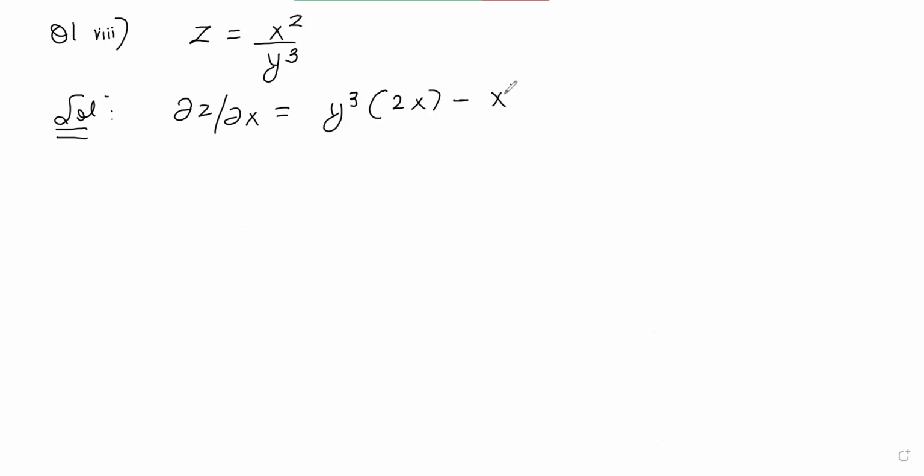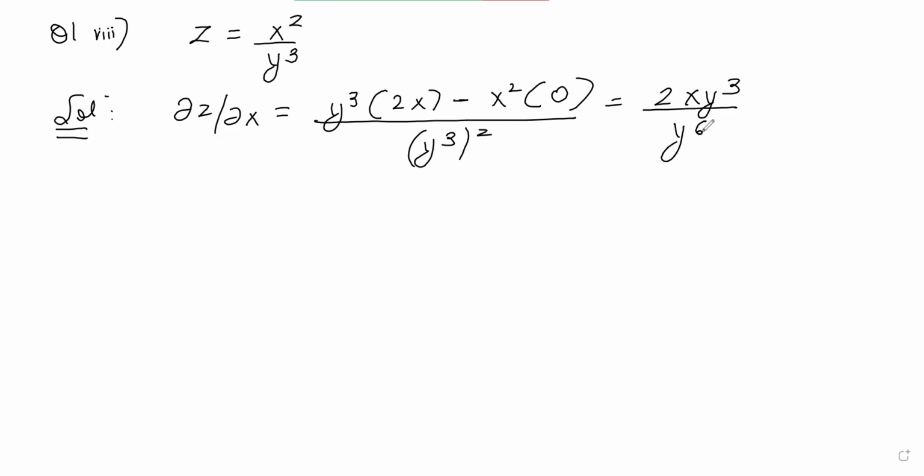We are given that Z is equal to x square over y cube. Let's find del Z by del X. How do we do that? We apply the quotient rule. Denominator into the derivative of the numerator is 2x, minus numerator into y cube derivative is 0, because in differentiating partially with respect to x, you treat y as a constant, over denominator square, y cube square. So it's going to be 2xy cube over y to the power 6, which is 2x over y cube.